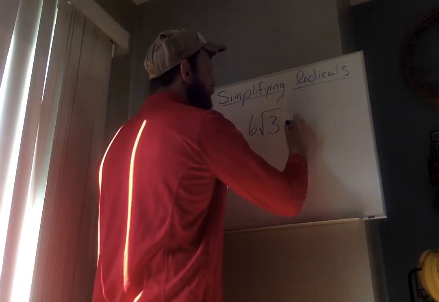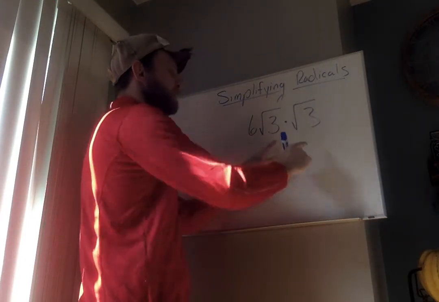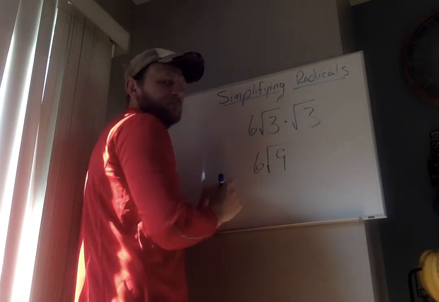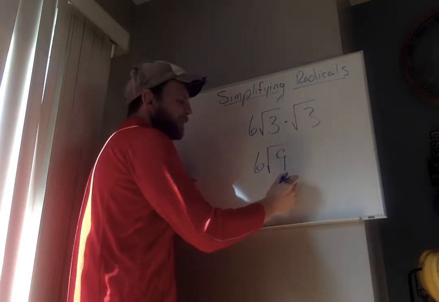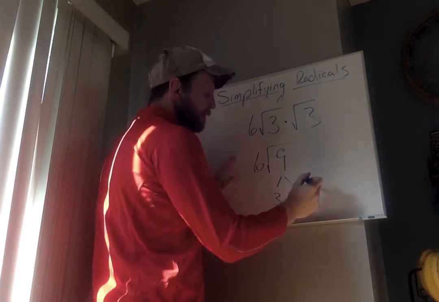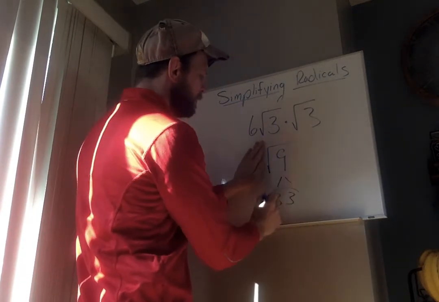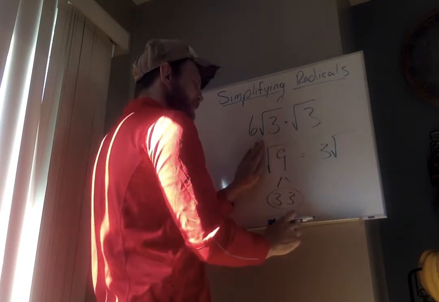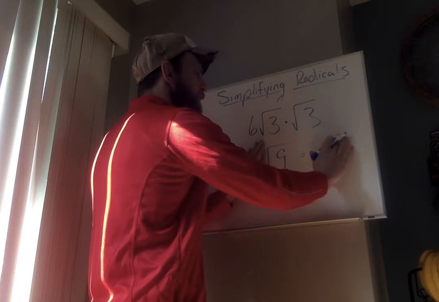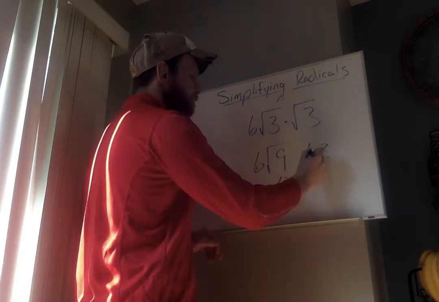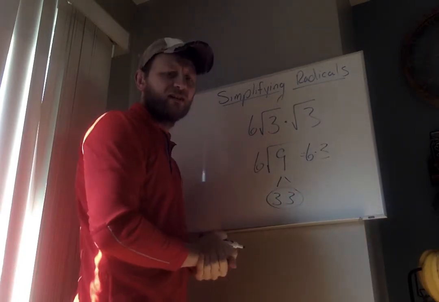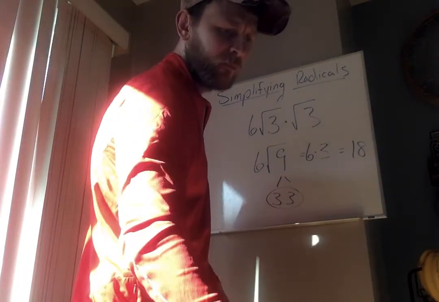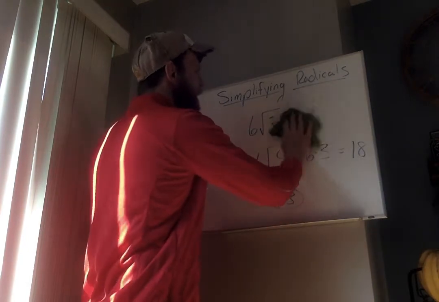Six root 3 times root 3. So I'm going to do inside with inside. That's 9. 6 root 9. And 9 can be broken down into 3. So let's look at this. The square root of 9 is, nothing goes inside, that goes outside, right? So I can erase that. But now I add this 6 outside. So it's 6 times 3, and that's 18. Let's look at 18.